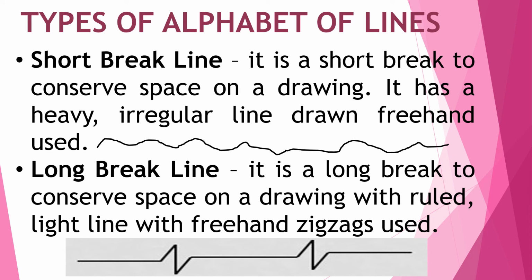Another alphabet of line is the short break line. It is a short break to conserve space on a drawing. It has a heavy, irregular line drawn freehand. Another alphabet of line is the long break line. It is a long break to conserve space on a drawing, with a ruled, light line with freehand zigzags.